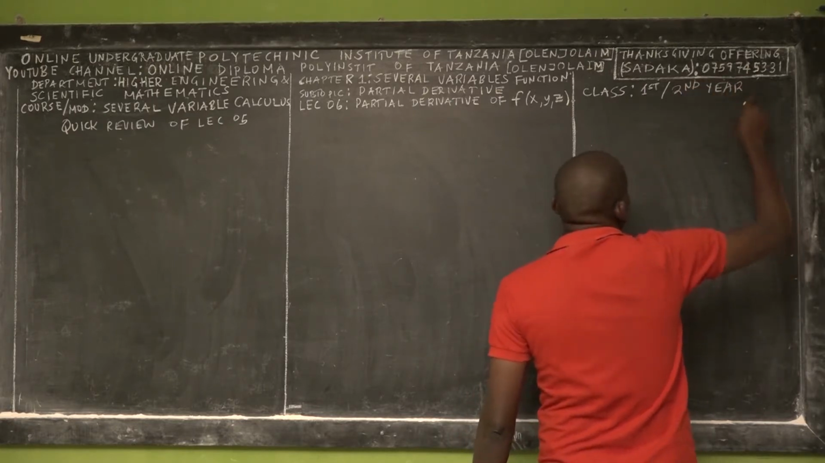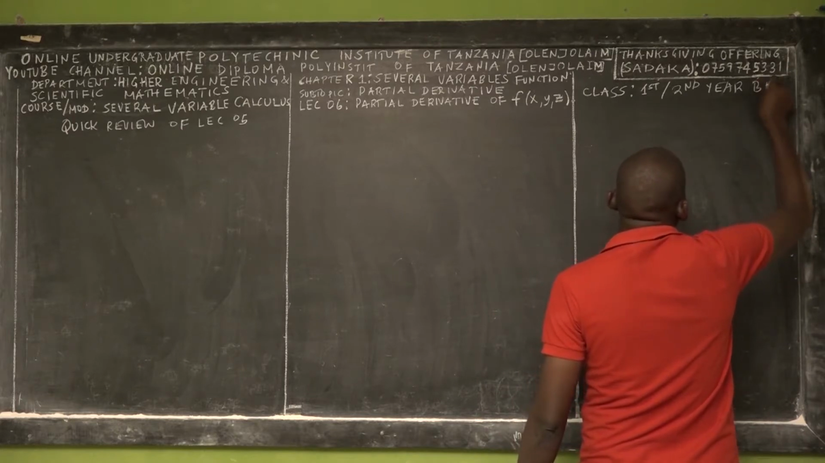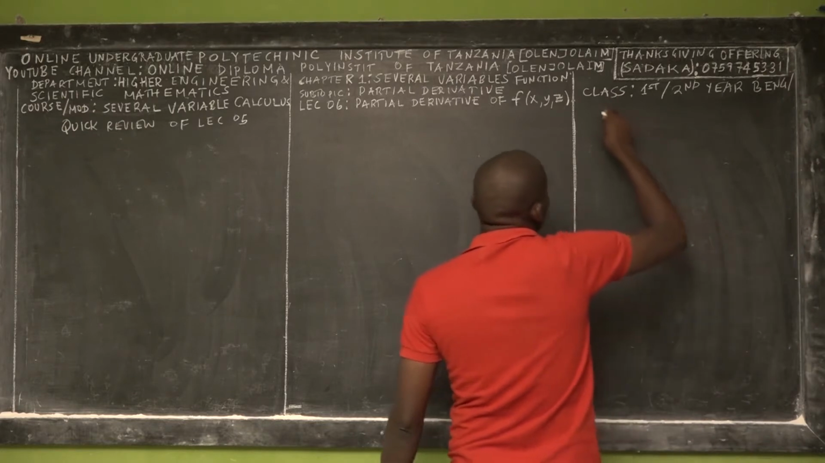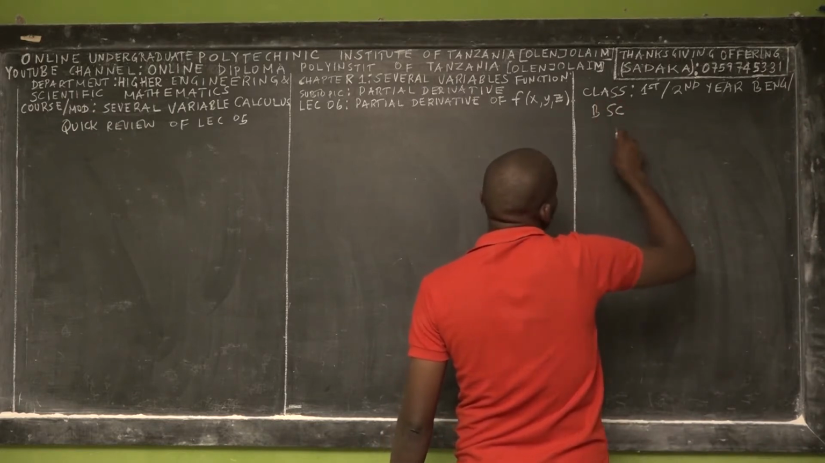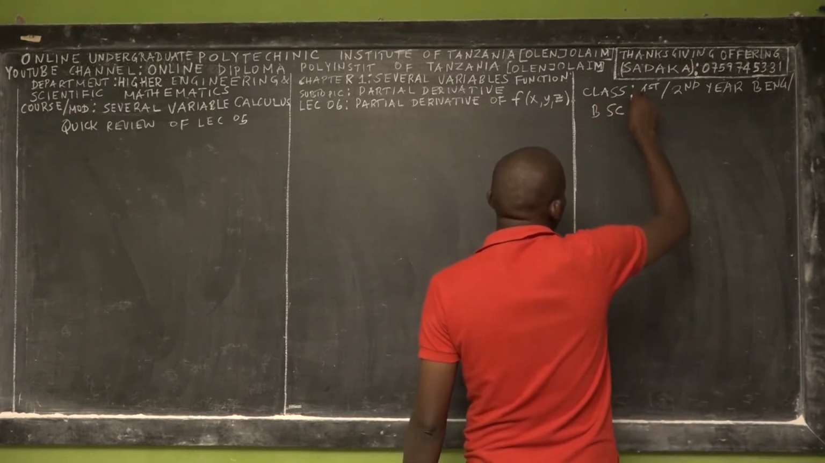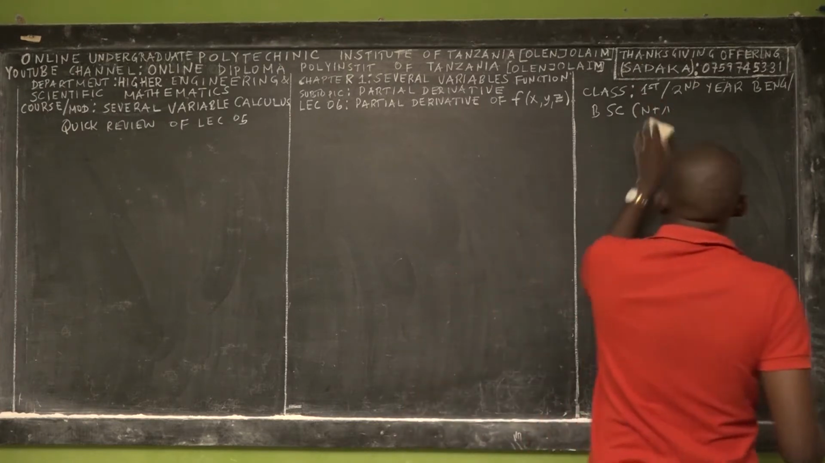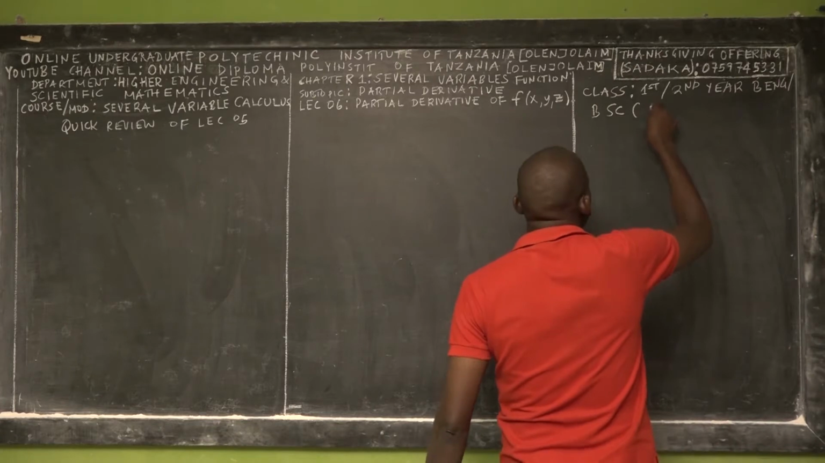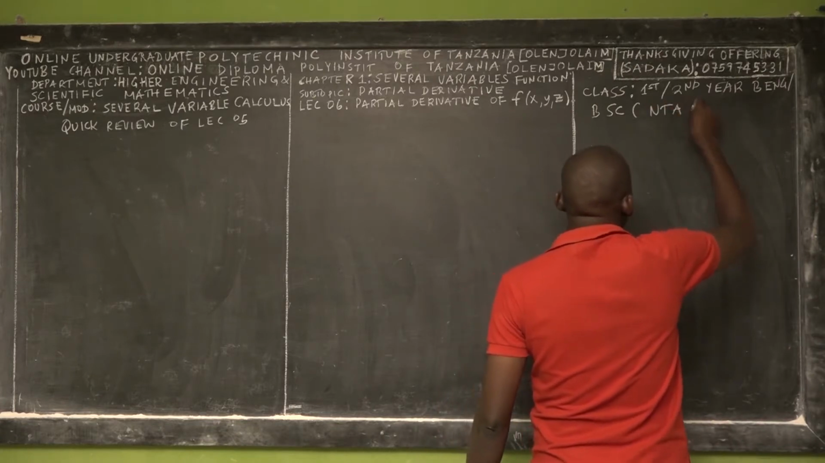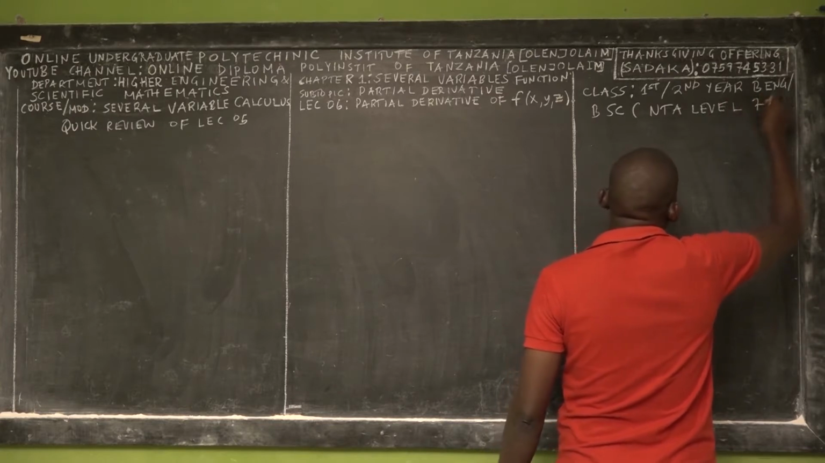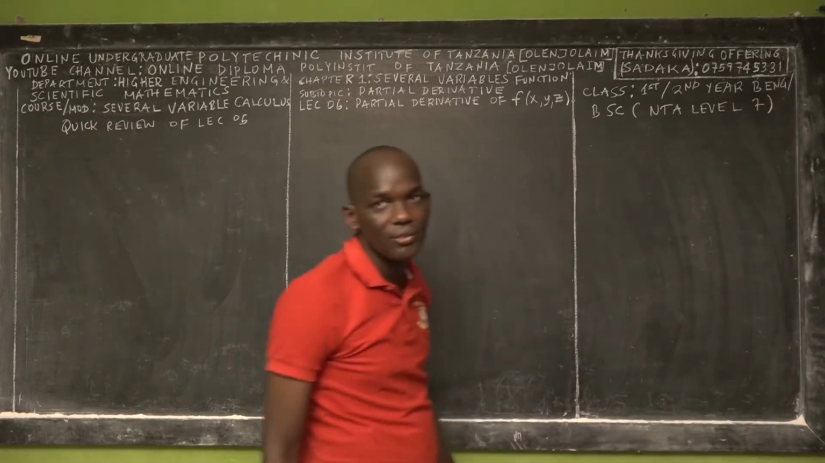Second year bachelor in engineering, or bachelor in science. In some of the institutions they call it NTA level 7. So these contents cover NTA level 7.